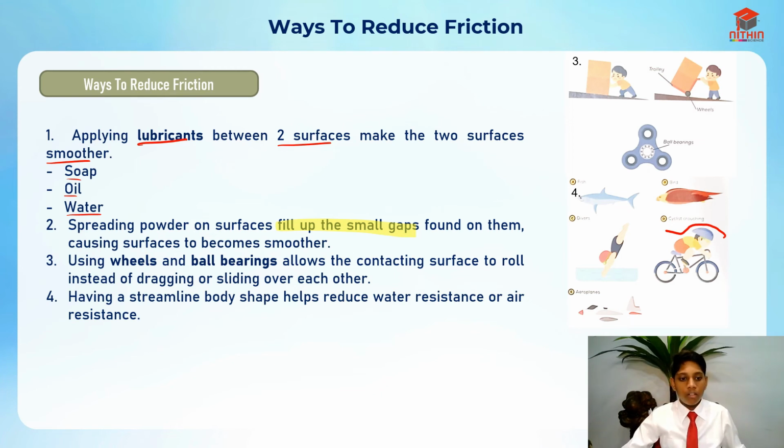Like the aeroplane. The aeroplane has a streamlined and aerodynamic shape. So basically the air goes through like this. So this is basically an aerodynamic shape. Let's see that. The air will go over and under. So this is an aerodynamic shape, and this will actually reduce air resistance. So these are the ways to reduce friction. Now let's move on.